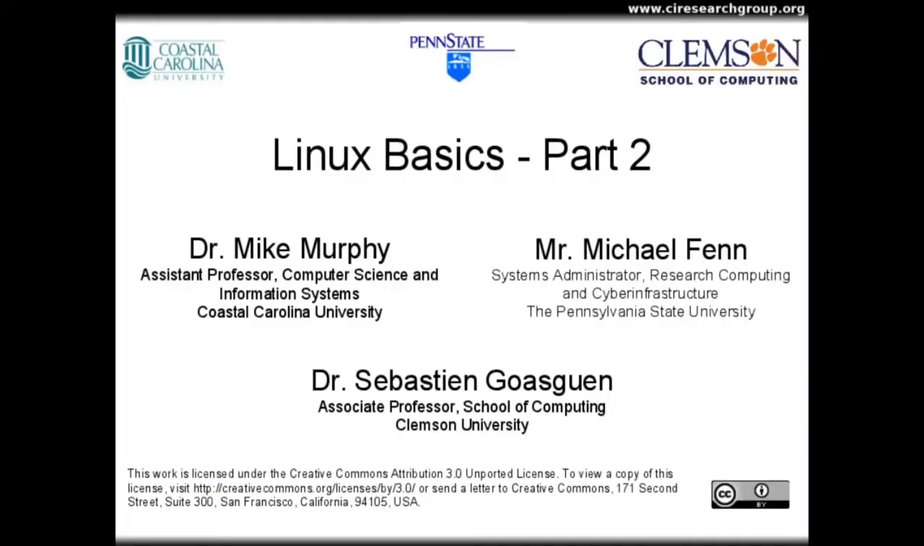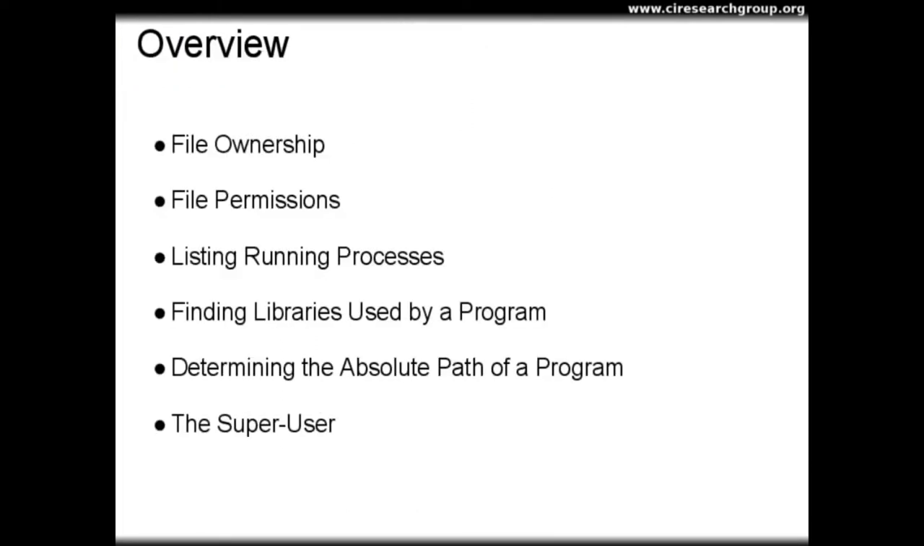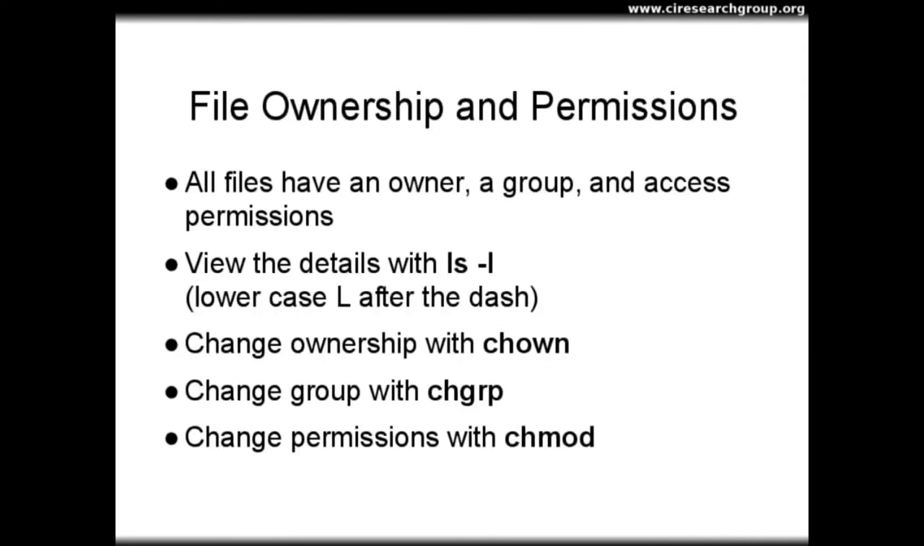I will continue discussing the basics of utilizing a Linux system. In particular, I'll talk about file ownership, file permissions, listing running processes, finding libraries used by a program, determining the absolute path of a program, and discuss the role of the superuser on the system. First, we'll start with file ownership and permissions.